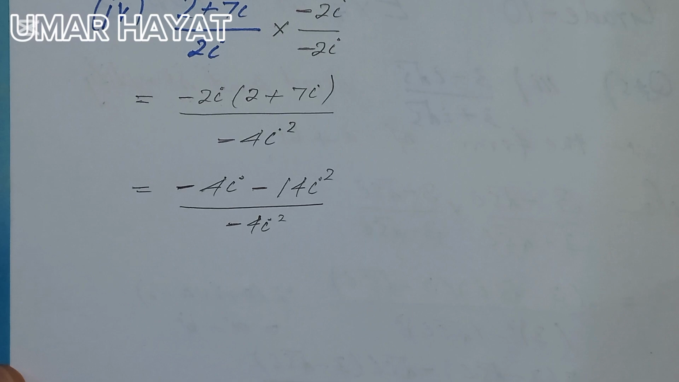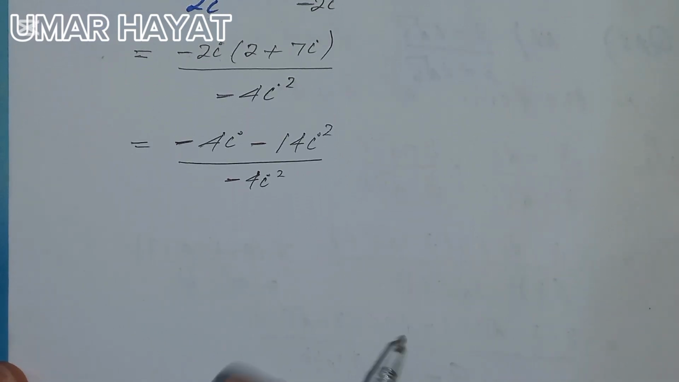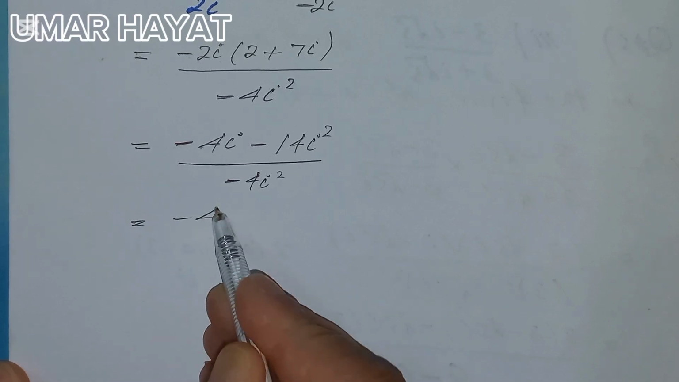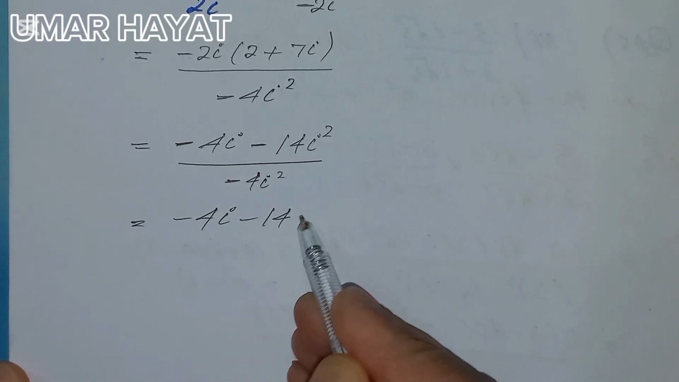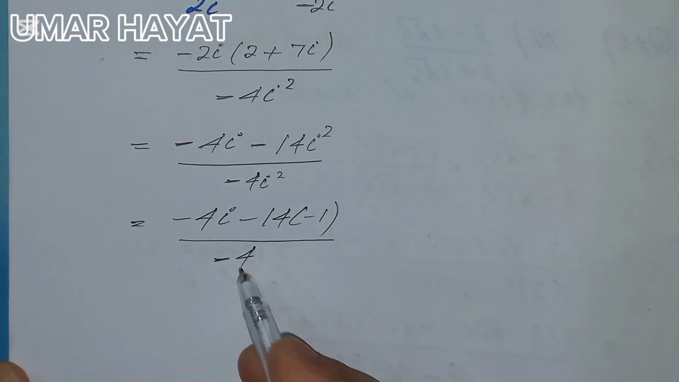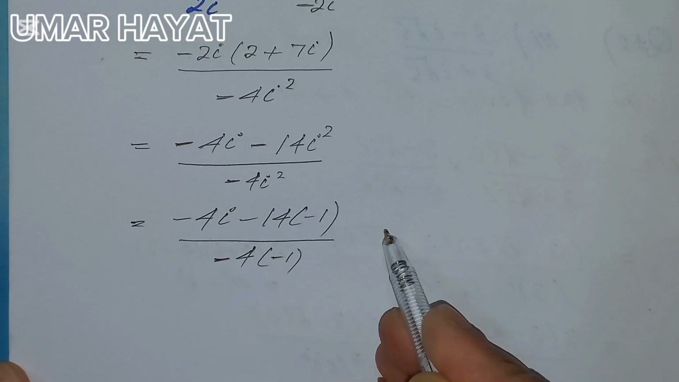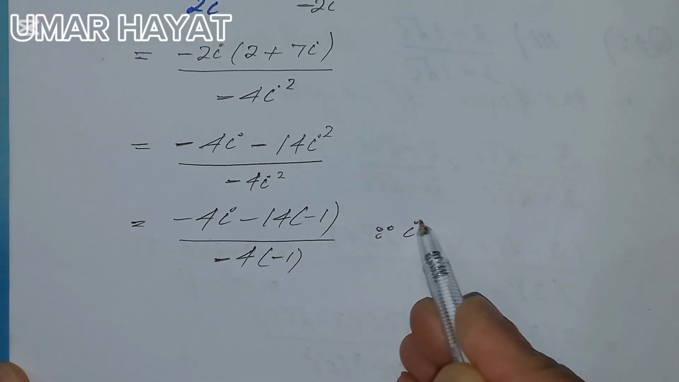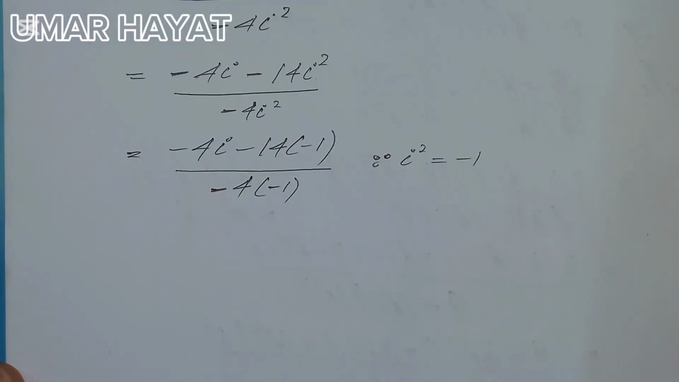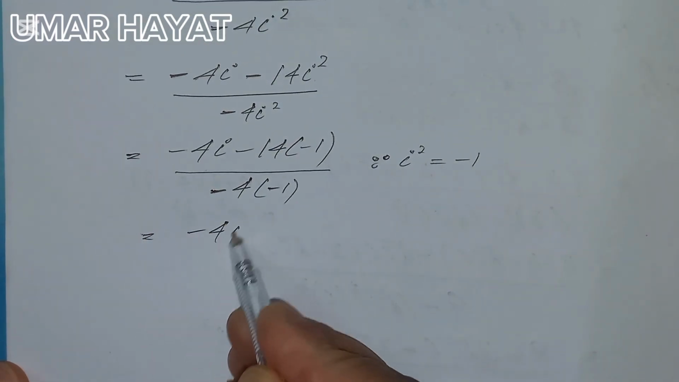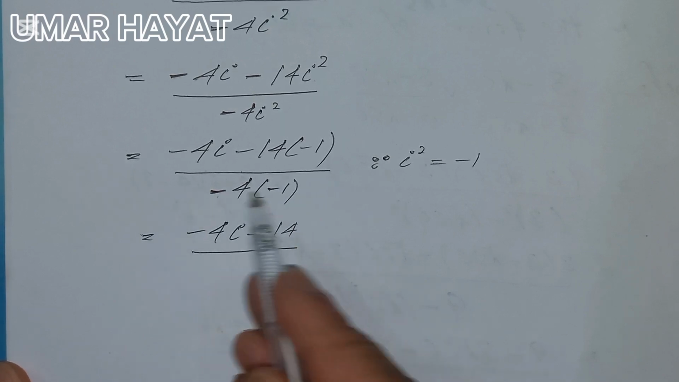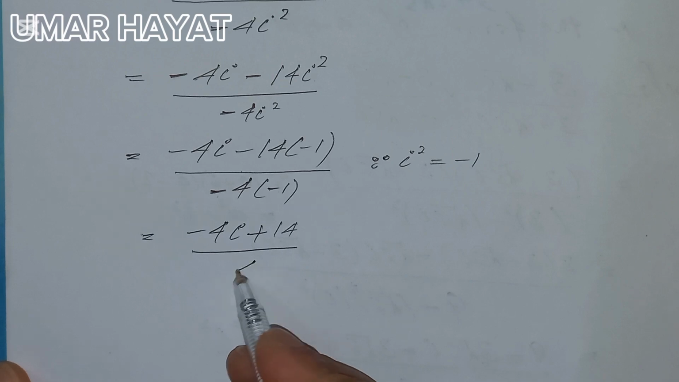Now we know that i square is equal to minus 1. We replace i square by minus 1. So minus 4i minus 14 times (-1), divided by minus 4 times (-1). We write this because i square is equal to minus 1, and we replace i square by its value. In the next step, minus 4i, minus into minus plus 14, and in the denominator minus multiply minus plus 4.